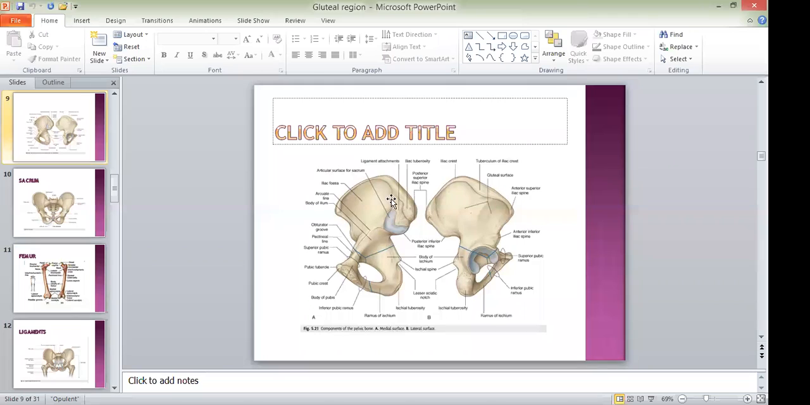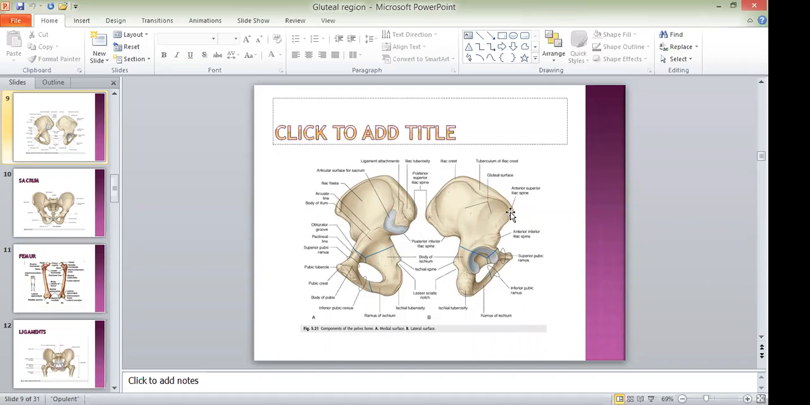This is the medial view of the hip bone. This is the lateral view of the hip bone. We can further elaborate the hip bone into multiple parts. That is we can say here this is the iliac crest. This is the gluteal surface. We also call this surface the gluteal fossa.